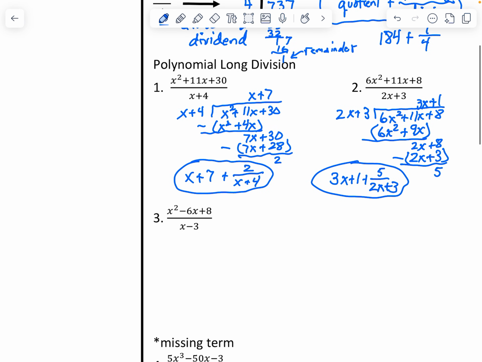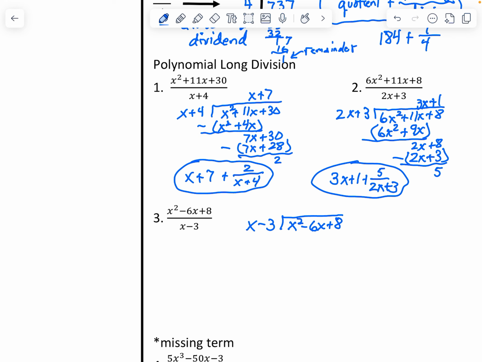Now the next one we'll set up just like we were doing the other ones. This one we're going to have a little bit more of a challenge with subtraction. So I want you to pay close attention as we do this one, when we subtract, to make sure you don't make a mistake, especially when subtracting a negative.